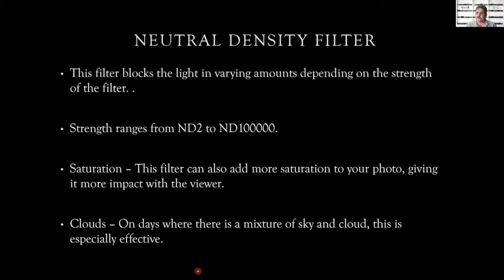It can be both shutter speed as well as aperture, but basically what we want is to extend the shutter speed. Why do we want to extend the shutter speed? To get a blurred effect, which is not possible in a bright sunlight. Now, it comes with several strengths, and the strengths are numbered. So it's called ND2 to ND.